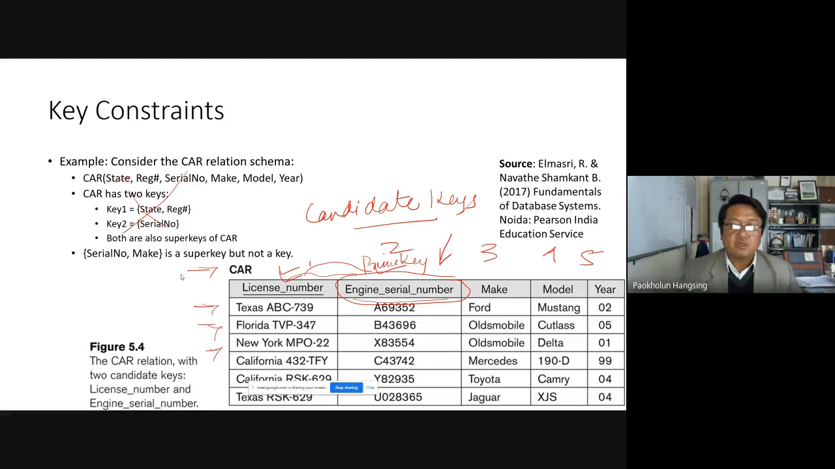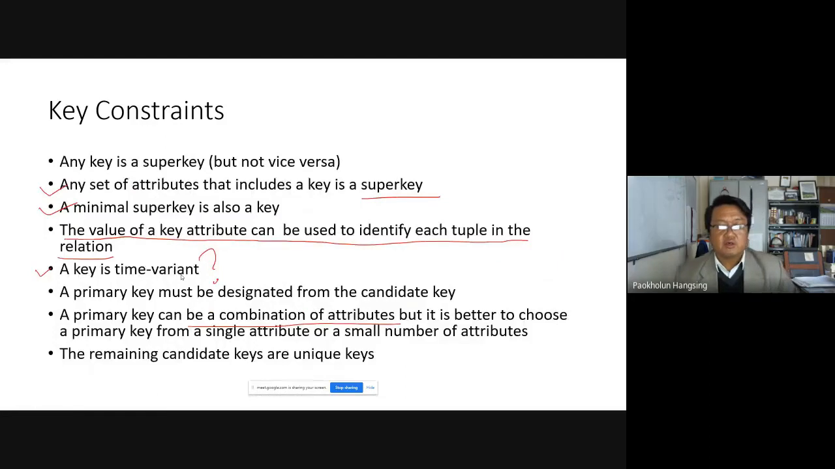That can also be used, but the convention is that for the primary key, it is always better to choose from a single attribute. If at all we don't have the option of choosing from a single attribute, then it can be chosen from a small number of attributes. So whatever is the candidate key, the remaining candidate keys which are not used for the primary key are still known as the unique keys.